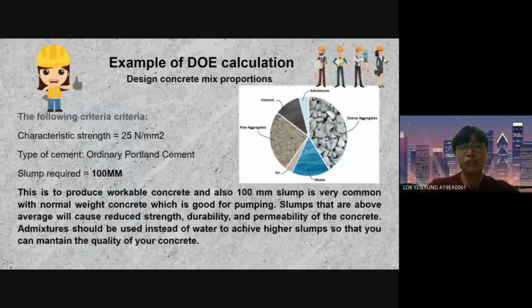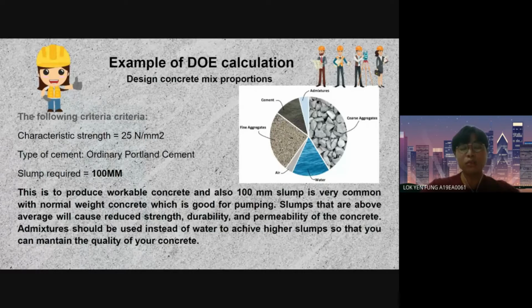Now we will proceed to the examples of DOE calculation, design concrete mix proportions. The following criteria are characteristic strength equal to 25 Newton per millimeter square, type of cement, ordinary Portland cement, slump required 100 millimeter. The slump required is 100 millimeter because this is to produce workable concrete, and also 100 millimeter slump is very common with normal weight concrete, which is good for pumping.